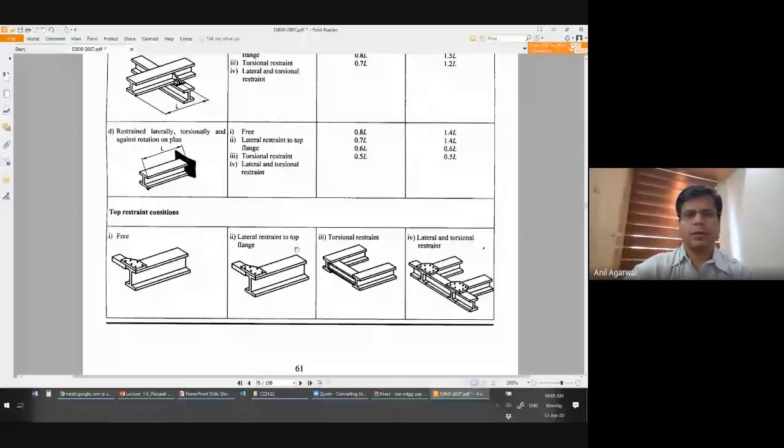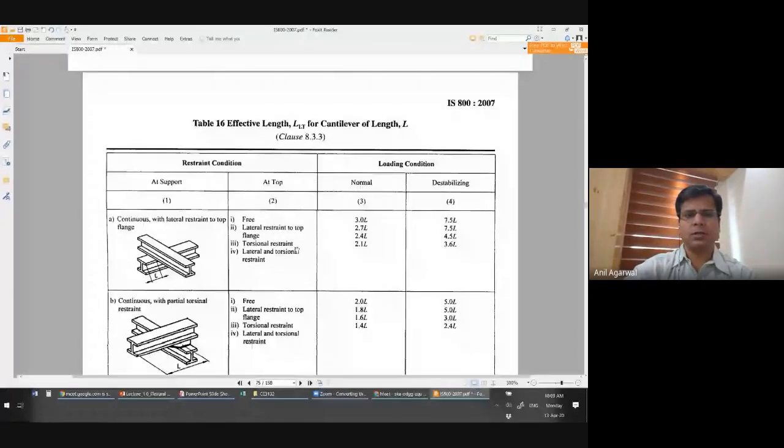So this is table number 15, and this is table number 16. Table number 15 is on page number 58, and table number 16 is a bit later on page number 61. Okay. Now there are some corrections to be made in both these tables.